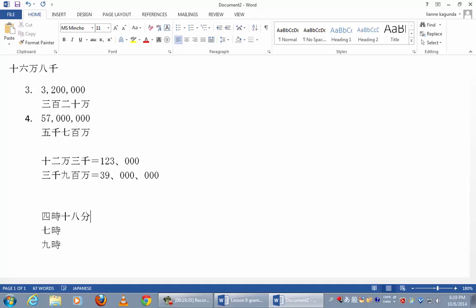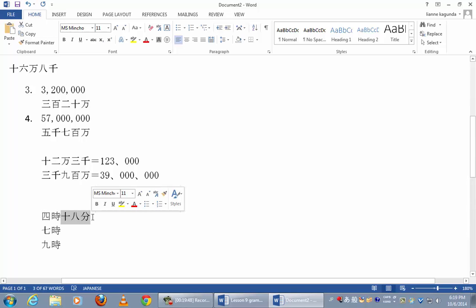But that pun kanji, the minutes kanji, is not on this test. Have we learned that yet? No, we haven't covered that yet. So for this test, you do not need to know how to do minutes, only hours. I'm just double checking there's nothing else on here.